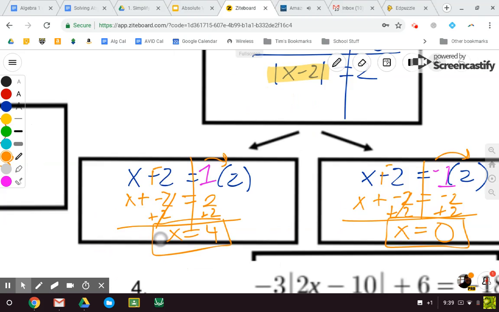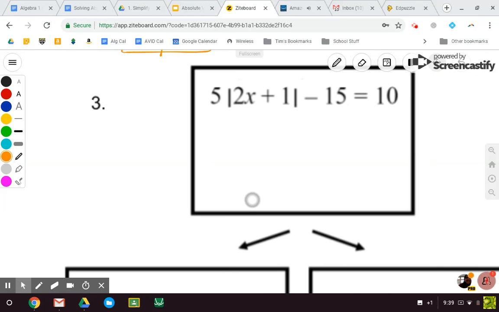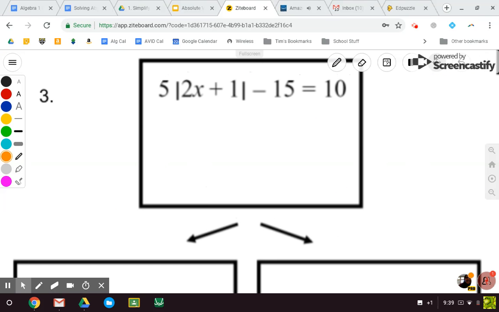Let's try another. So we're going to go on to example 3. Go ahead and highlight the absolute value. Is it by itself? Your answer should be, no, it's not. Let's get it alone. Now here's the deal. We've got 5 times it and a -15. Your first instinct is probably to distribute this, but you cannot distribute into an absolute value. You can only distribute into a parenthesis.